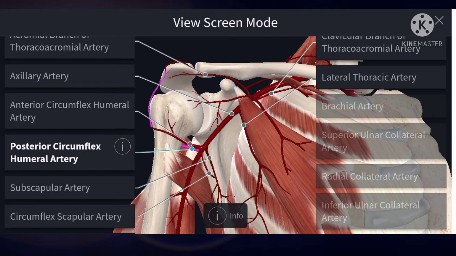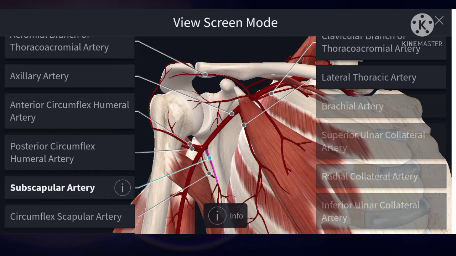Now we will talk about the third branch of the axillary artery, that is the subscapular artery. As you can see here, the subscapular artery is the largest branch of the axillary artery. It arises from the third part of the axillary artery. It runs along the lower border of subscapularis to terminate near the inferior angle of the scapula and supplies the latissimus dorsi muscle and serratus anterior muscle.